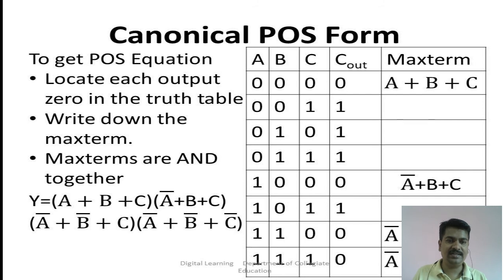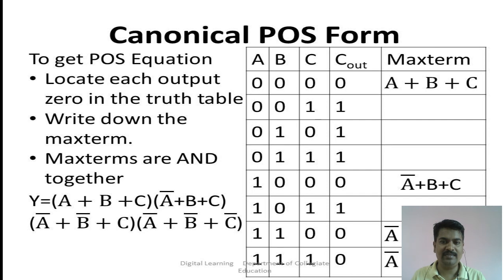It is not seen here in the slide, but that's okay. Now the other combination for which the output is 0 is 1 1 1. For this, you write everything in complemented form: A bar plus B bar plus C bar. So I have got 4 maxterms for the 4 different combinations that make the output 0. After writing the maxterms, the last step is to do the ANDing of all the maxterms, the logical multiplication.